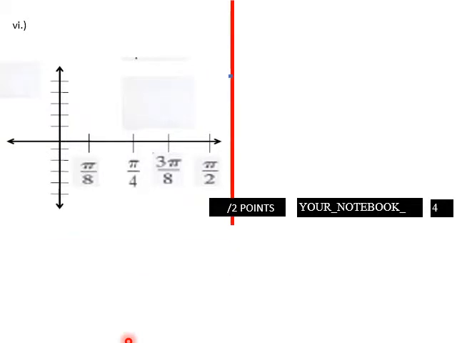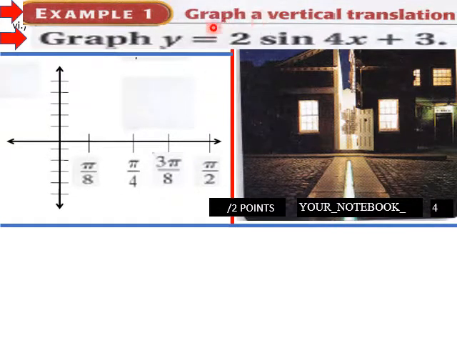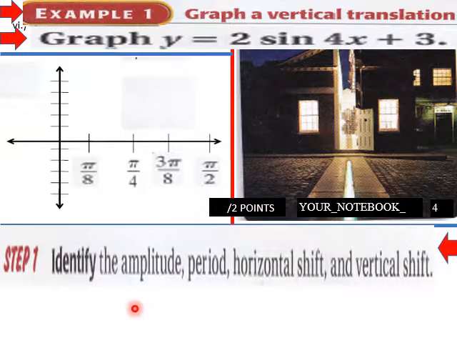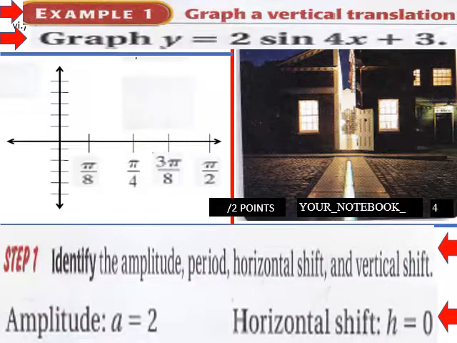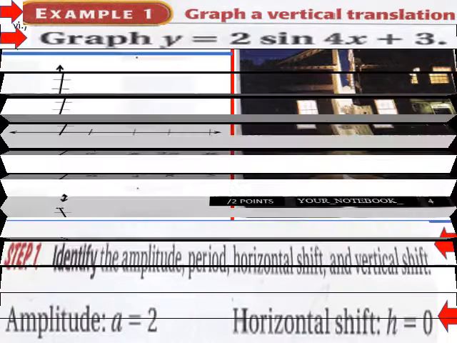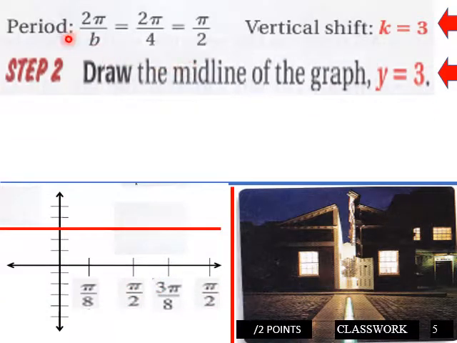So in a situation here, graph a vertical translation of y equals 2 sine 4x plus 3. Then identify the amplitude, period, horizontal shift, and vertical shift. So amplitude equals a, which equals 2. So here is our amplitude, there is 2. Horizontal shift is h equals 0.